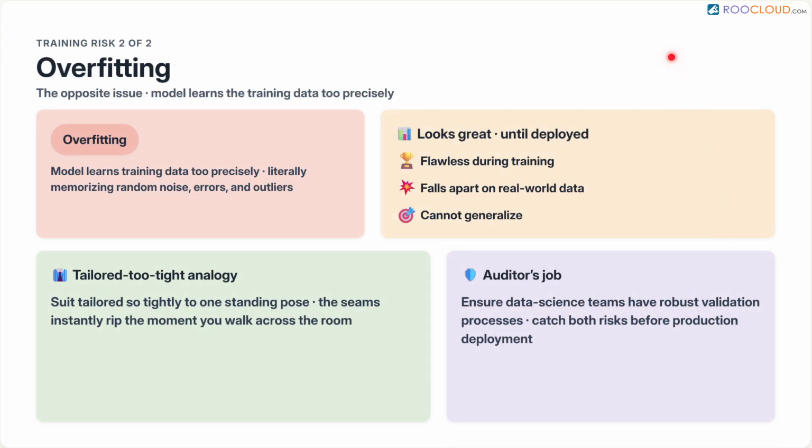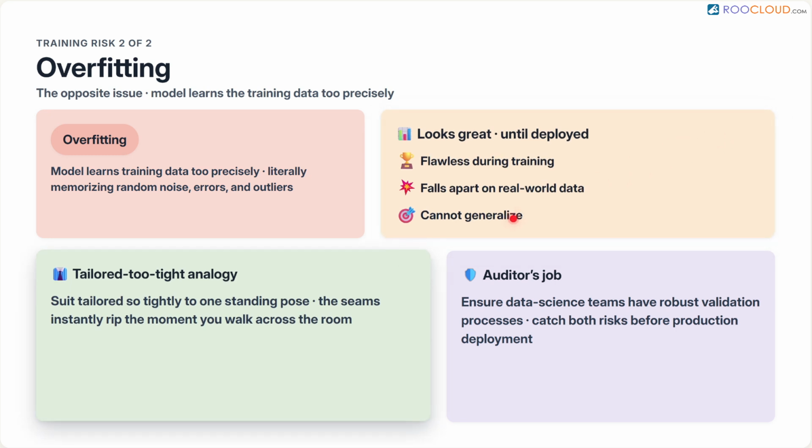Overfitting is the exact opposite issue. This happens when a model learns the training data too precisely, literally memorizing random noise, mathematical errors, and strange outliers. The model performs flawlessly during control training, but completely falls apart when presented with new, real-world data. Imagine getting a suit tailored so incredibly tightly to one specific standing pose that the moment you try to actually walk across the room, the seams instantly rip apart.